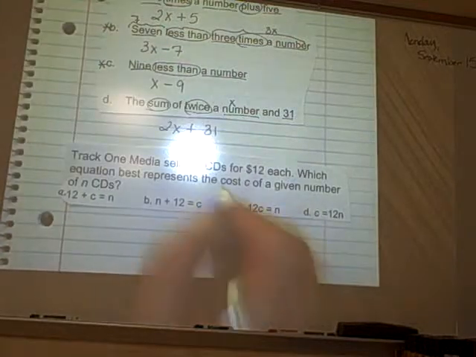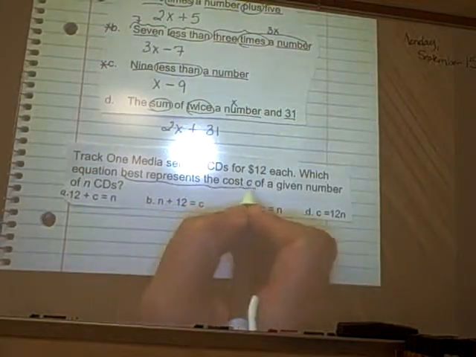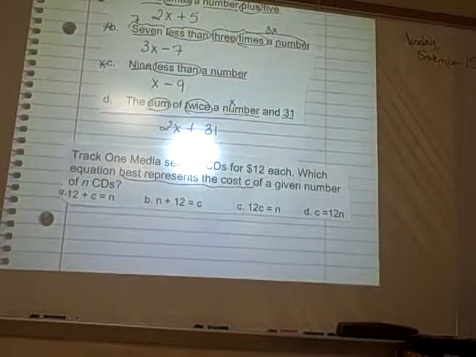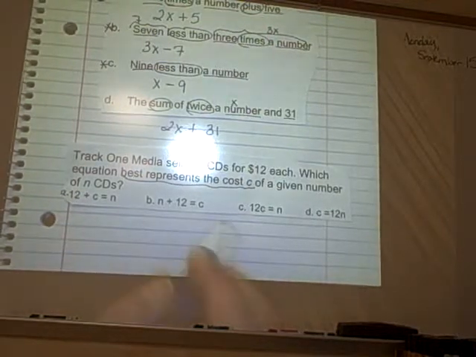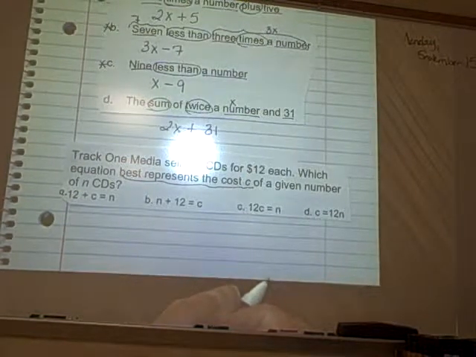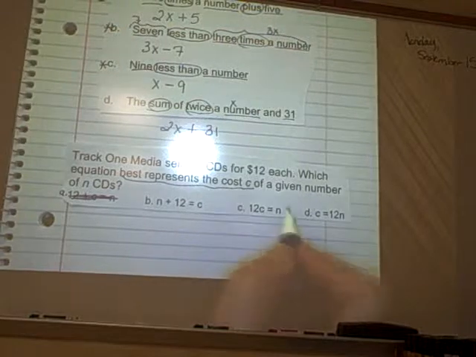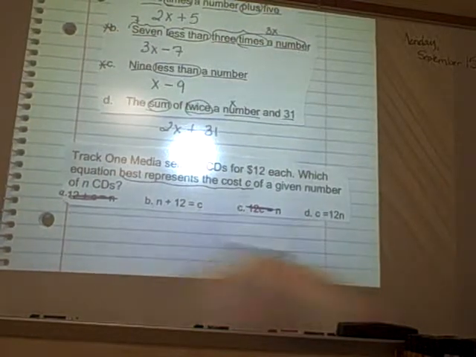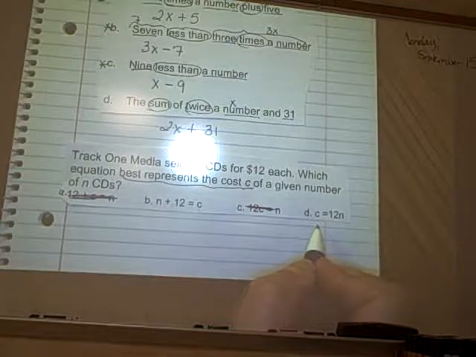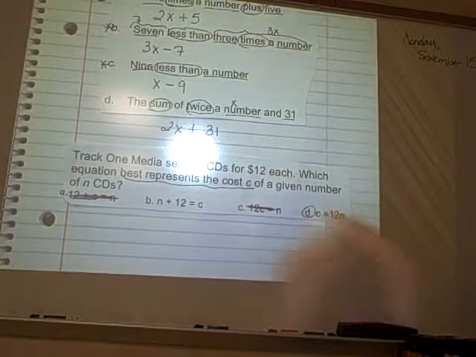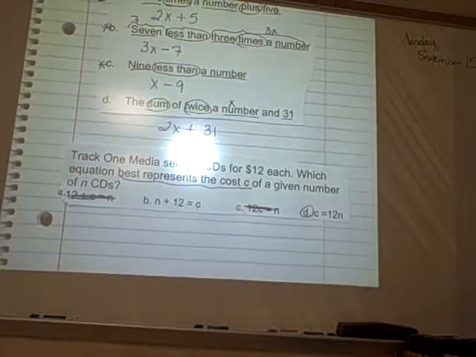When it says best represents the cost, that means that letter gets to be all by itself. I need C all by itself on one side of the equals. If it's representing something specific, that's the thing that's by itself. So that automatically helps me get rid of two of these. Which two can I mark out because they don't have C by itself? A and C. A is gone. C is gone. This one has C by itself, this one has C by itself, right? This one's adding 12, this one's multiplying 12, and what did y'all say it was? Multiplying, so it's going to be D. That's all you're doing, is just picking out which one makes the most sense.